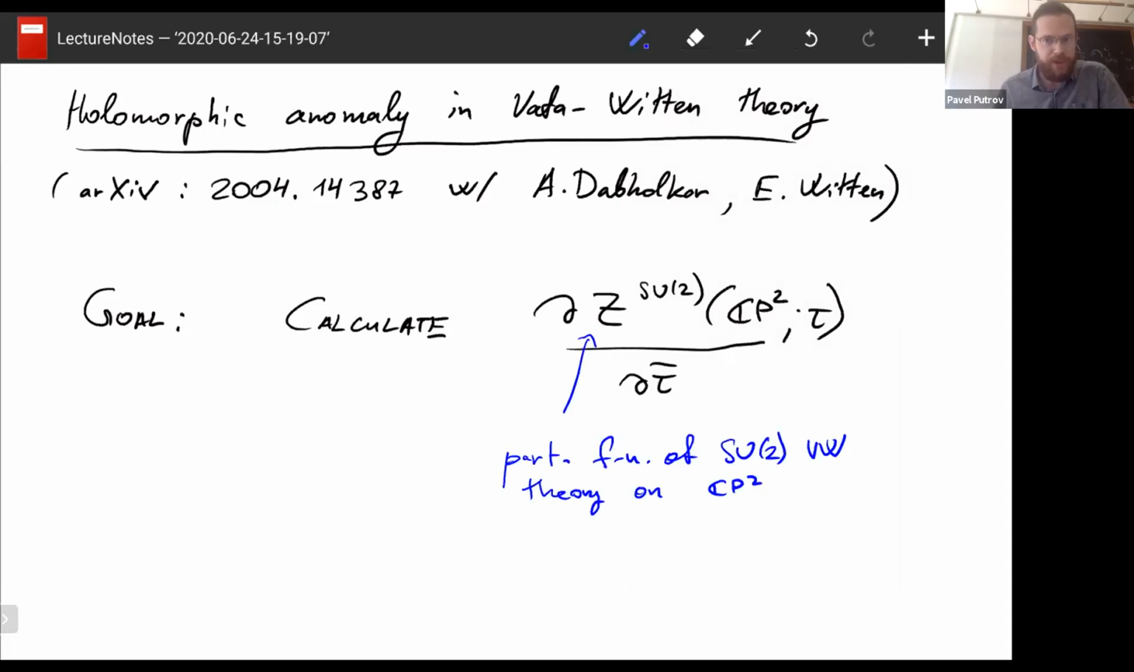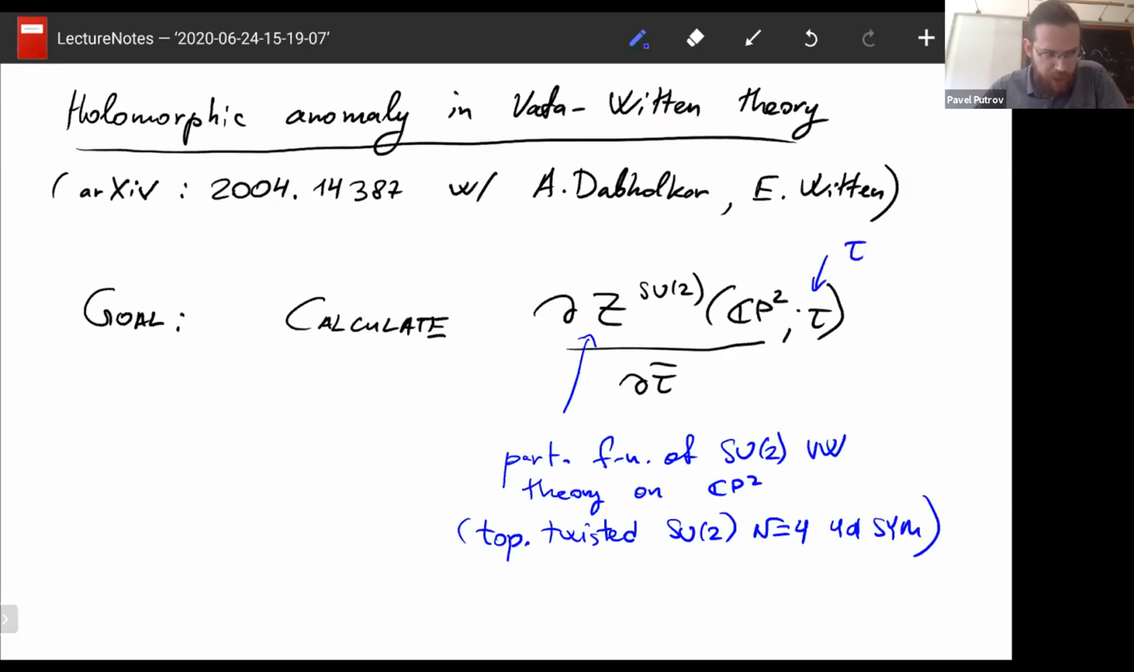And yeah, I will review briefly what it is, but essentially this can be understood as a topologically twisted version of SU2 N=4, that is, maximally supersymmetric four-dimensional super-Yang-Mills theory. And tau here is a complexified coupling constant, which is a combination of g, the gauge coupling, and the theta angle.